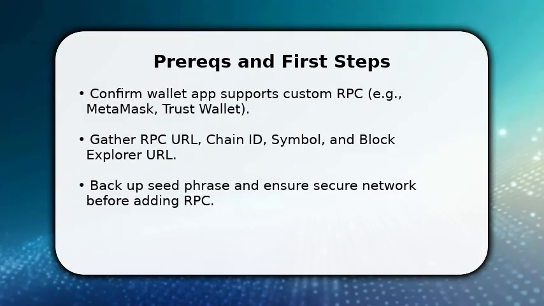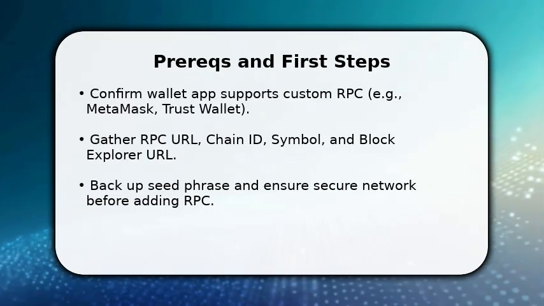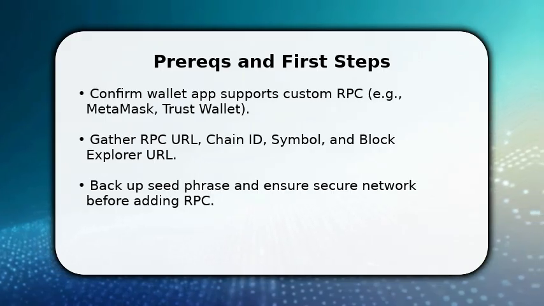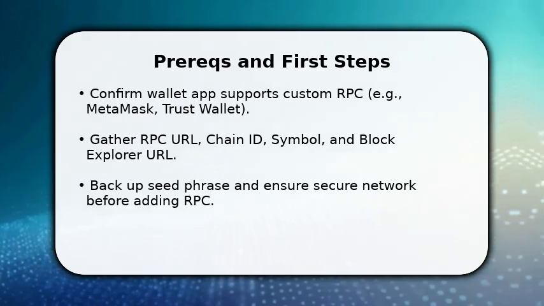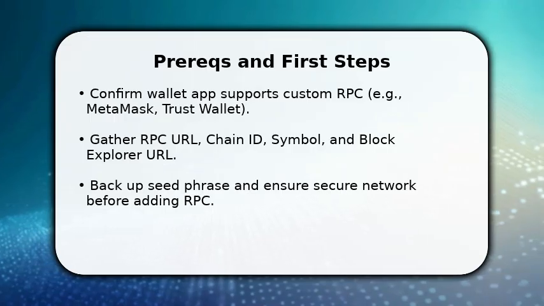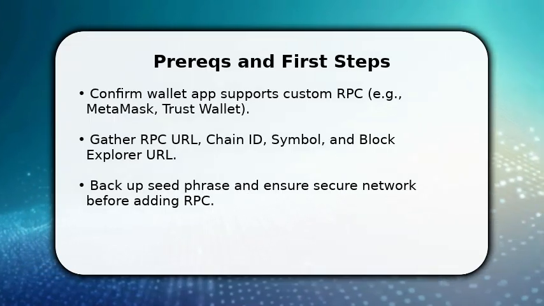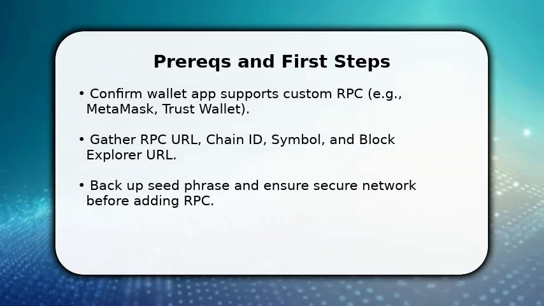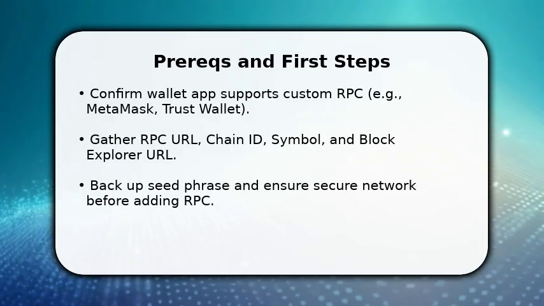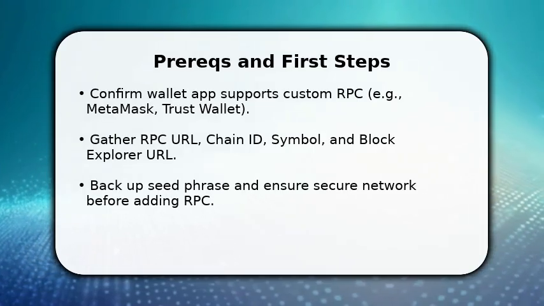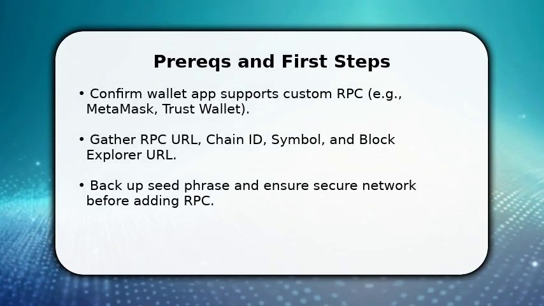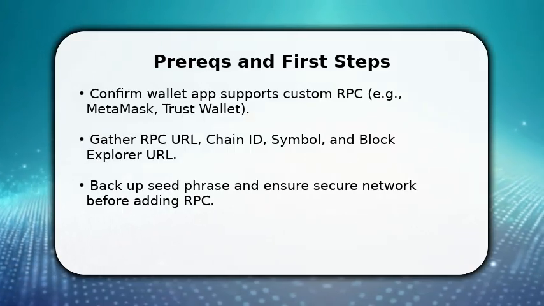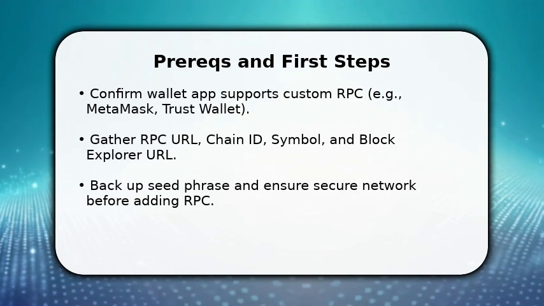You start by confirming your wallet supports custom RPCs and that you have the core details: RPC URL, chain ID, currency symbol, and optional block explorer. Once those are collected, open your wallet settings and choose Network or Add Network. Enter the RPC URL first. It validates endpoint reachability immediately. Make sure to double-check the chain ID to avoid misrouting transactions. If you're on a public Wi-Fi, pause and switch to a trusted network to protect your keys before proceeding.